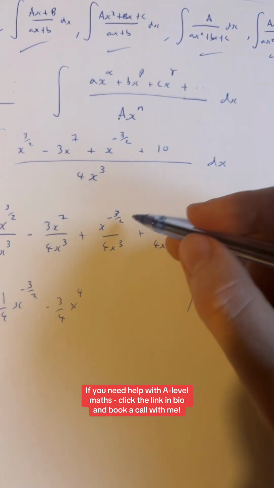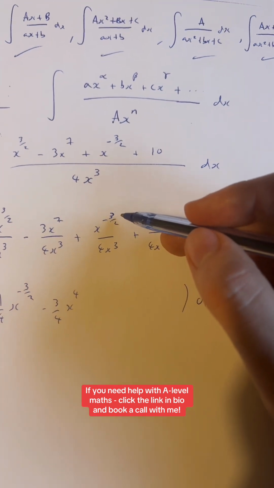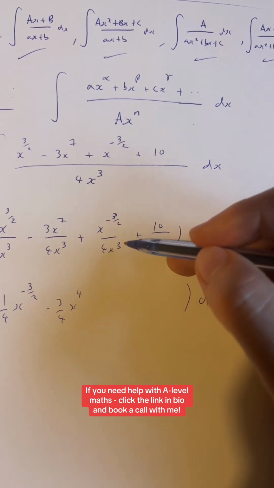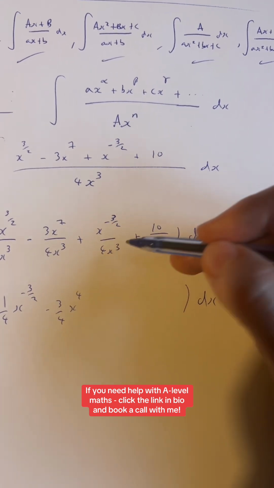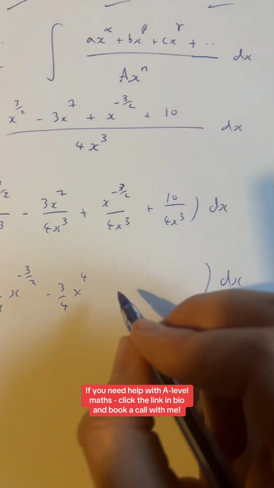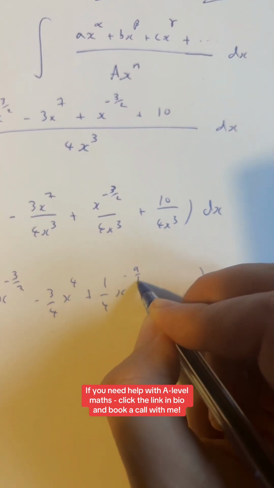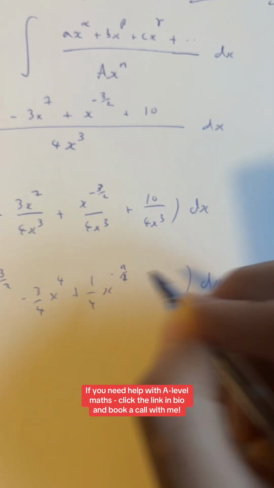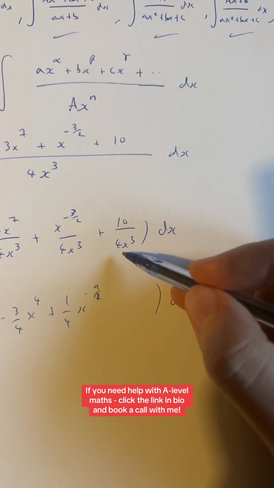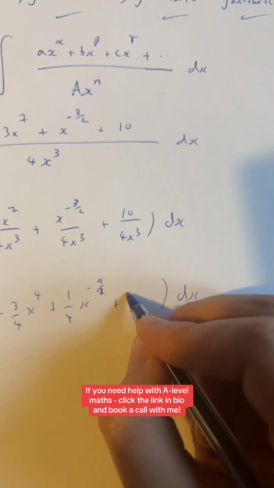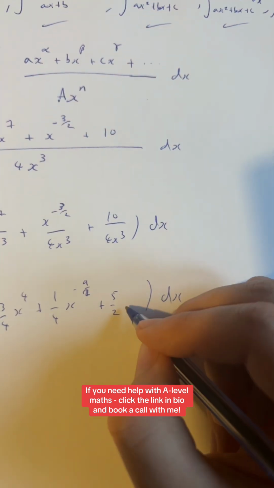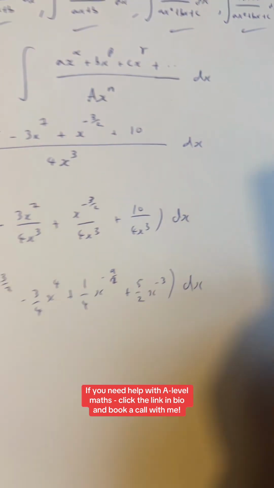Now, the next one here, we've got a power of minus 3 over 2. Minus 3 over 2 take away 3. So that's minus 1.5 take away 3. That's minus 4.5. So minus 9 over 2. So we've got a quarter, and then x to the power of minus 9 over 2. And then the last one, so we've got 10 over 4, which is 5 over 2. So 5 over 2, and then x to the power of negative 3, minus 3 there.